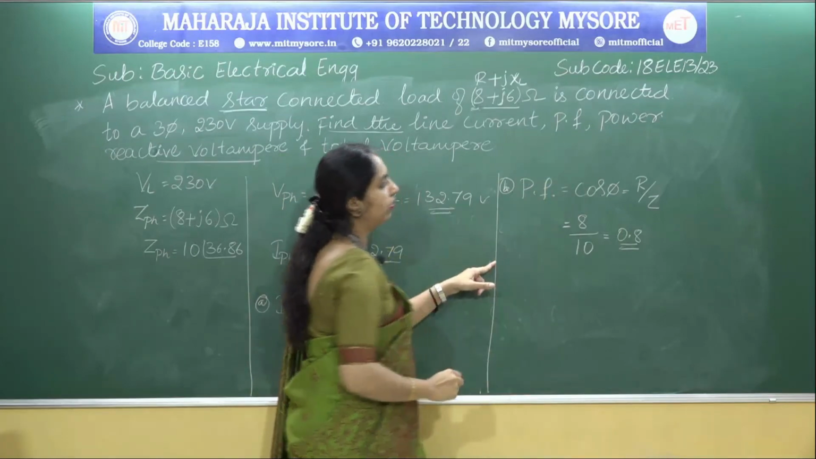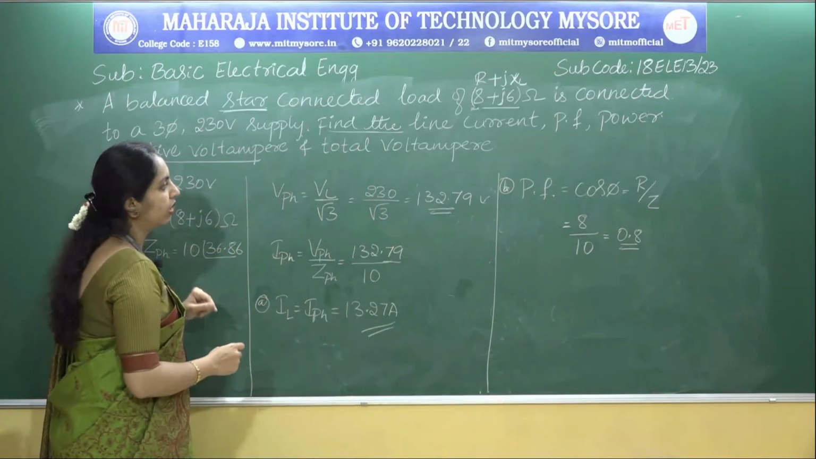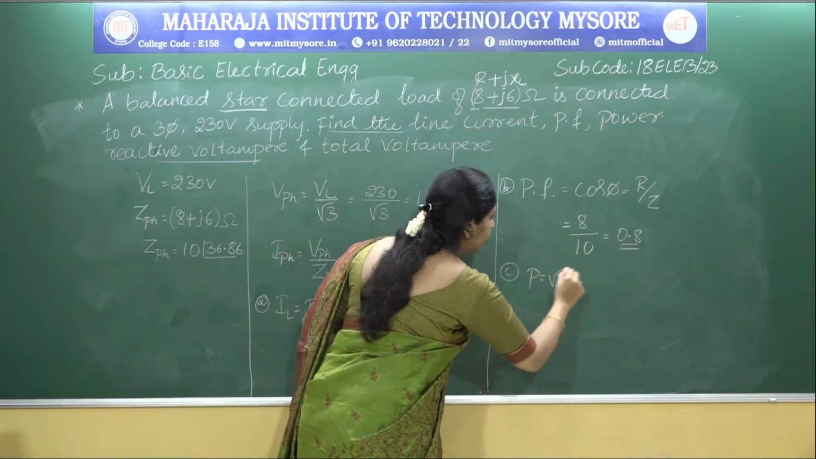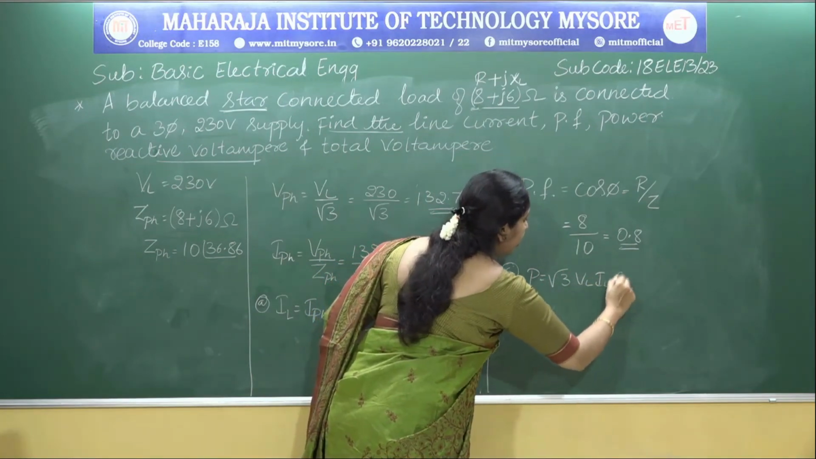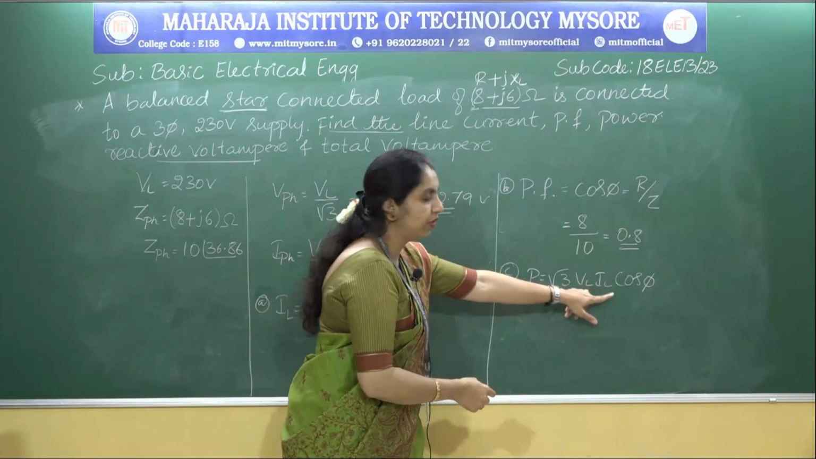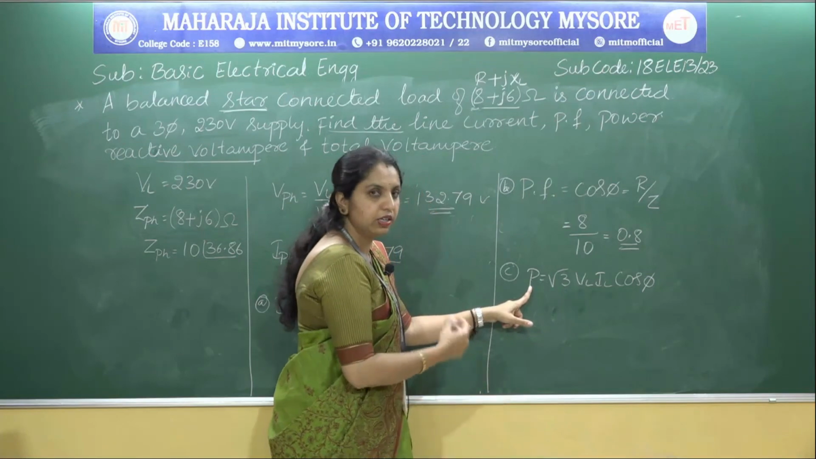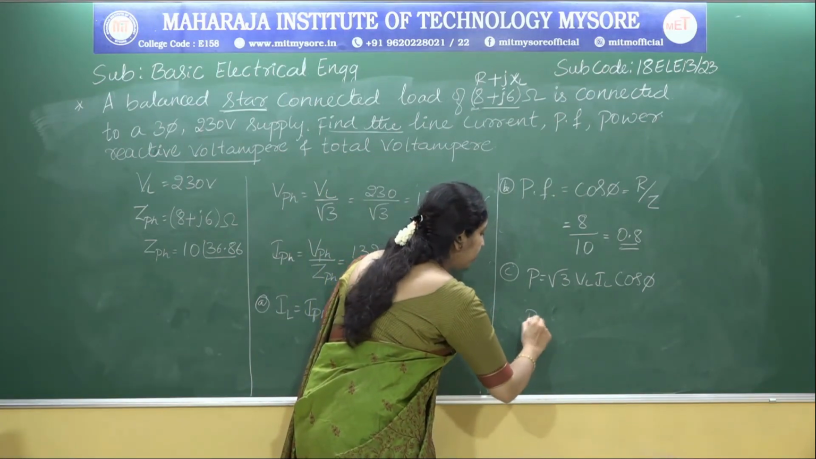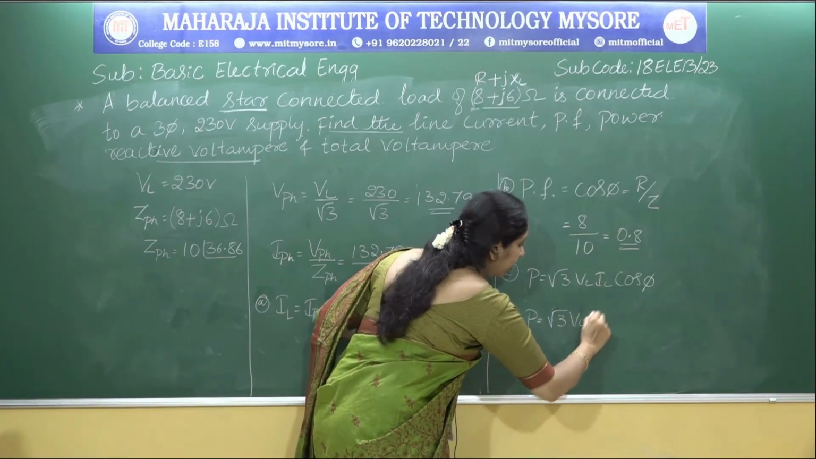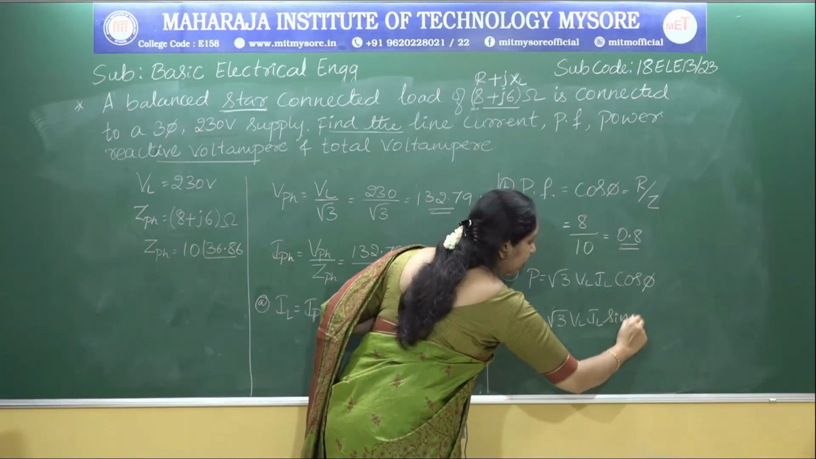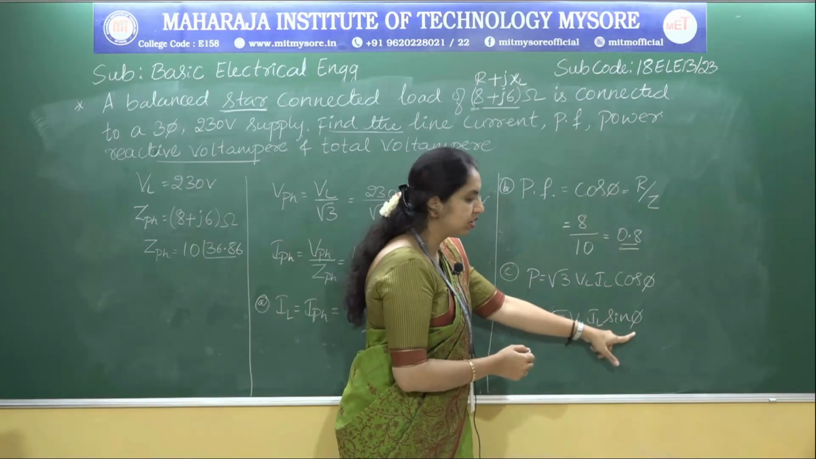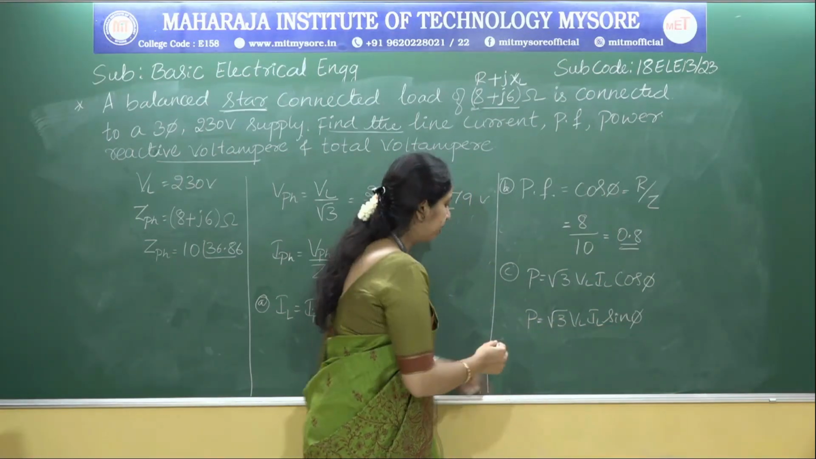Right. After power factor, we need the power and reactive volt amperes. Here we have two powers. One is active power, P is equal to root 3 VL IL cos phi. We have already obtained the values of VL, IL, and the power factor, so substitute all the values to find the active power. There is one more power, which we call reactive power, expressed as root 3 VL IL sin phi. The only thing you need is the value of phi, so substitute this phi here to find the reactive power.